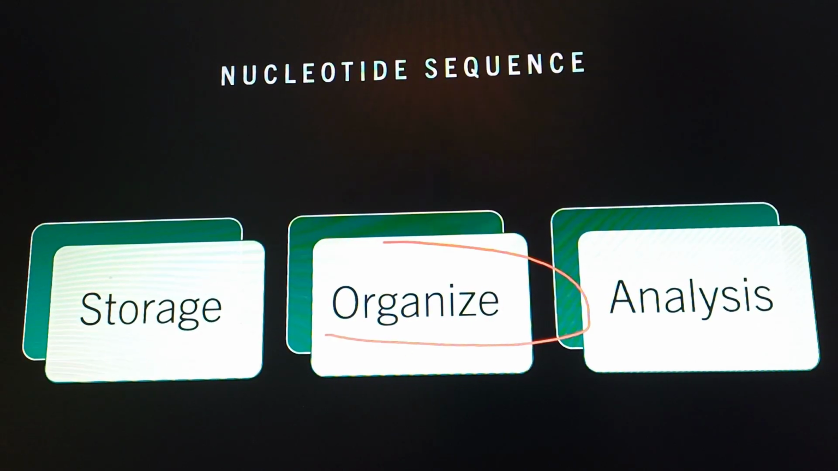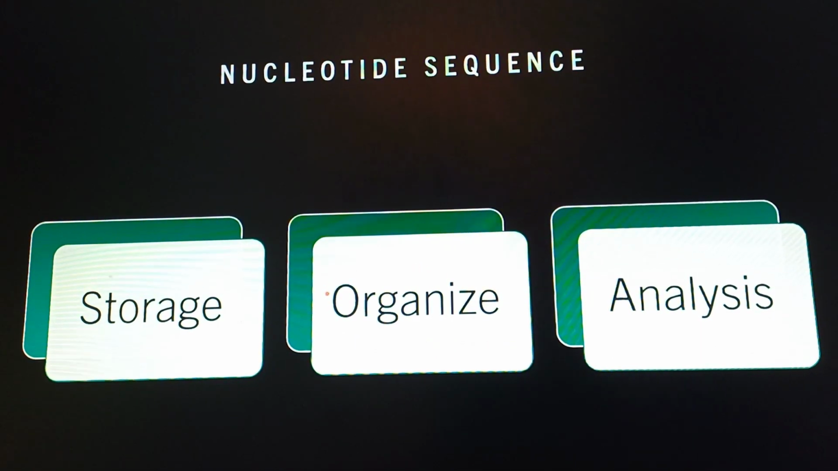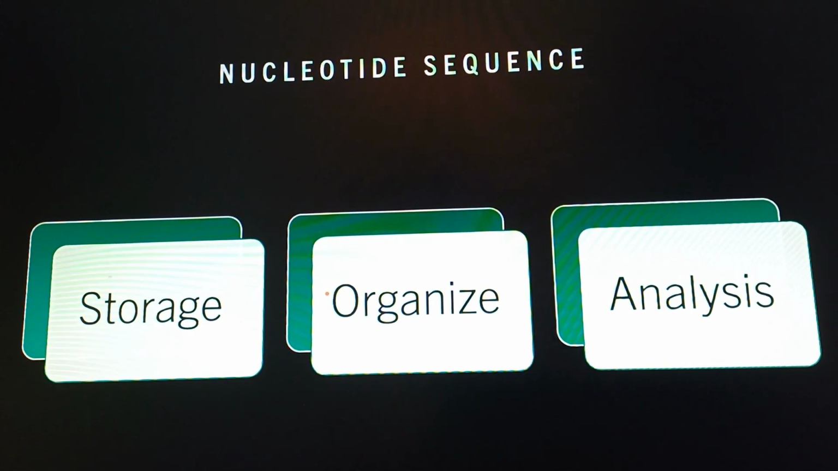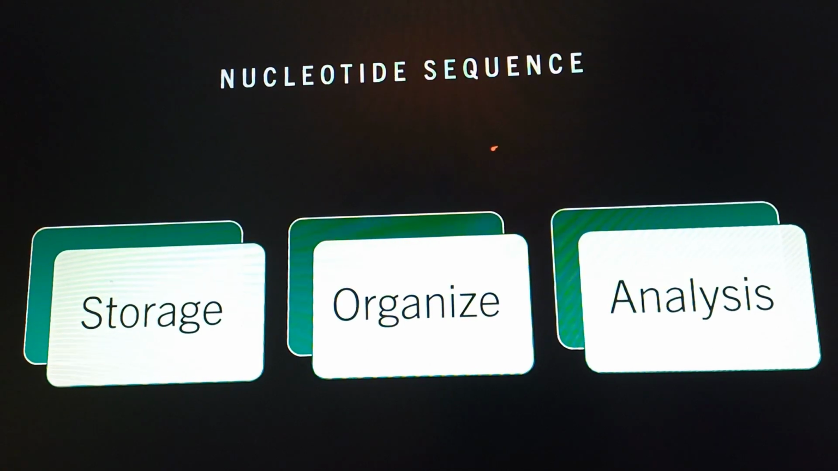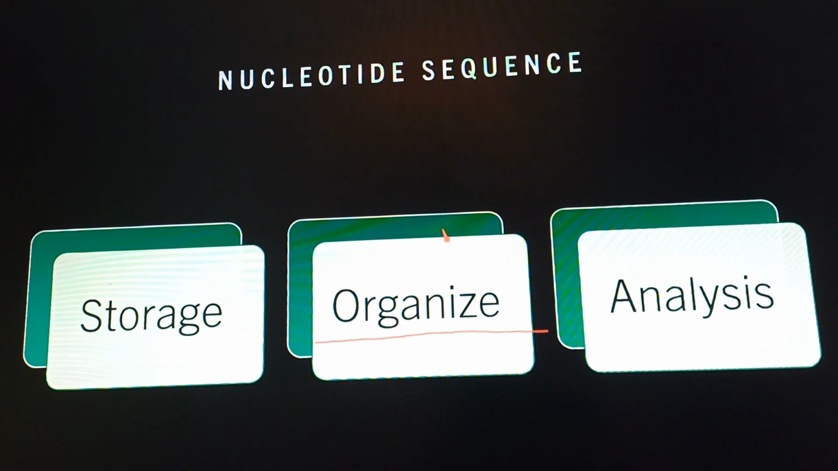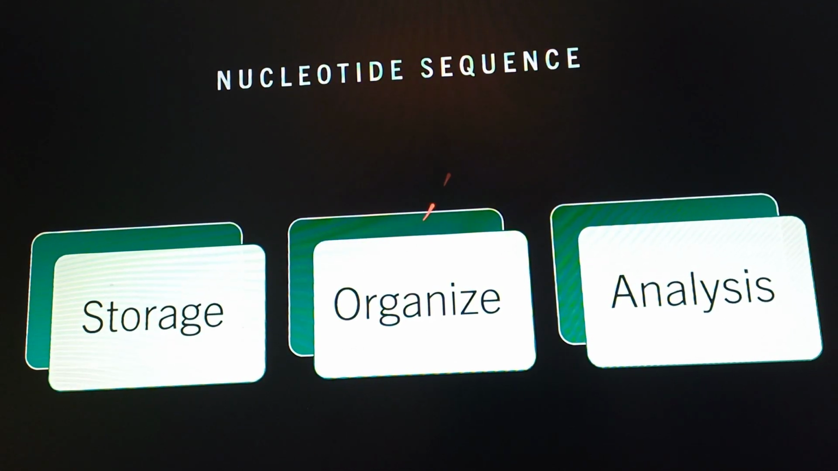Second comes the organized form. Basically we are organizing the nucleotide sequences in a very specific way, so that whenever we want to get any nucleotide sequence, we can put in the command. We can put in the specifications, that these are our specifications, and we get that nucleotide sequence. So we can organize the nucleotide sequences in a very specific way, whatever specifications we want to give.